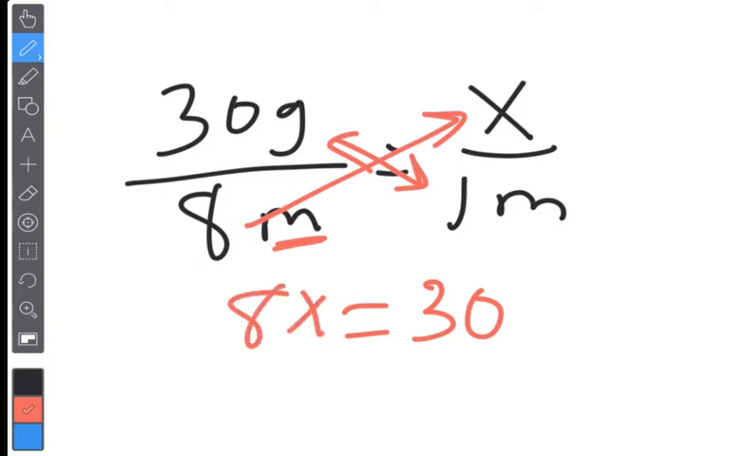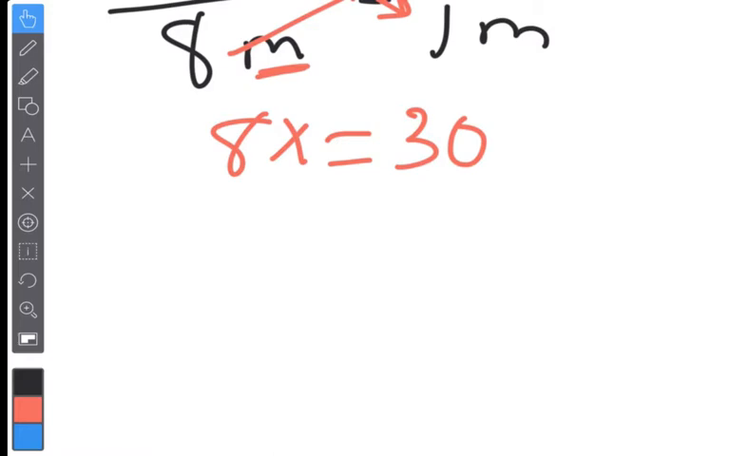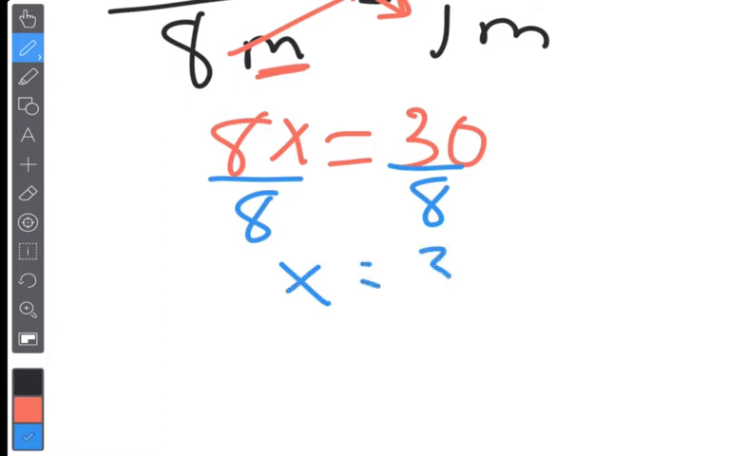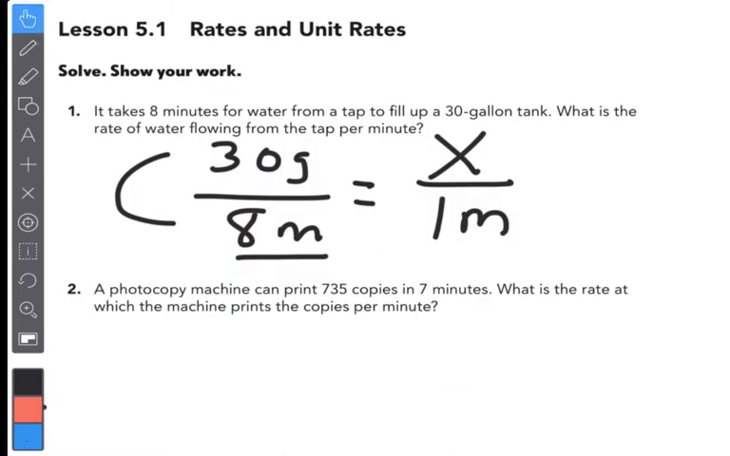So what we need to do, if you remember in class, we need to do the inverse operation, which means we need to divide by 8 because you want the variable by itself. And whatever you do on one side of the equation, you must do on the other. It's like a balancing act. And x will equal 30 over 8. Now, you have a calculator, and you're allowed to use a calculator to solve that problem. I'm not going to do the whole thing for you. Okay, so let's move on to another one.